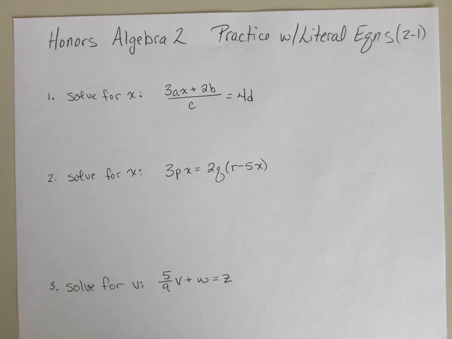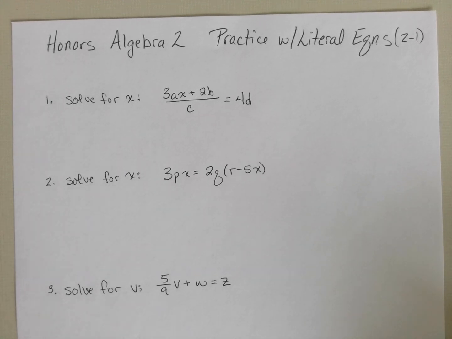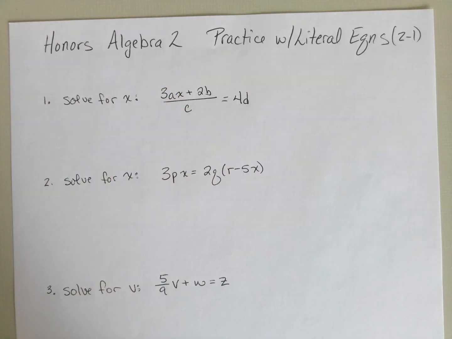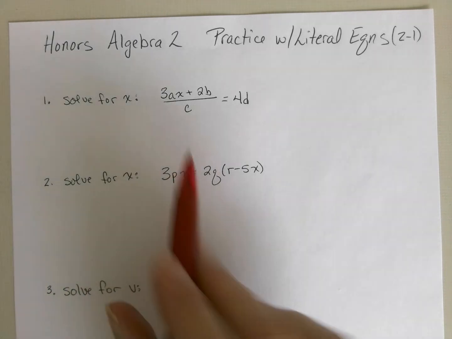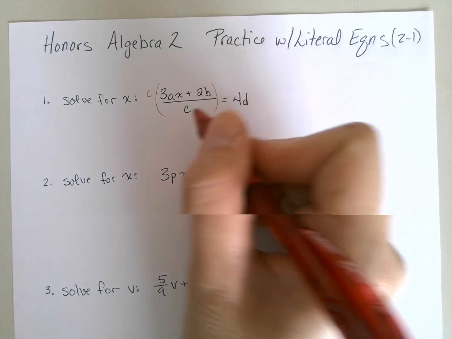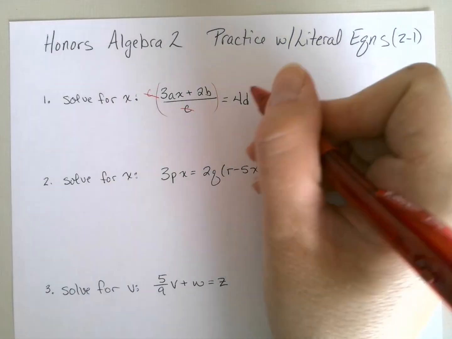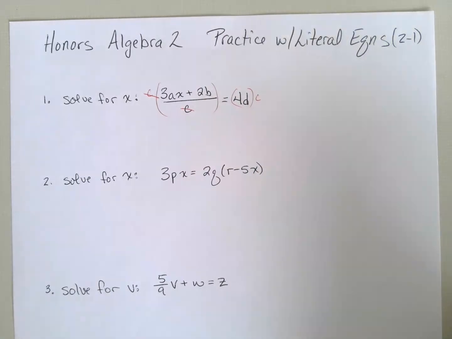I want to take the time to go over some extra examples in our 2-1 section with literal equations. So we look at this and we're told to solve for x, and I see that x is in the numerator. So I think the first thing I want to do is get rid of my denominator by multiplying it out. I'm doing that to cancel it. I am not going to distribute it.